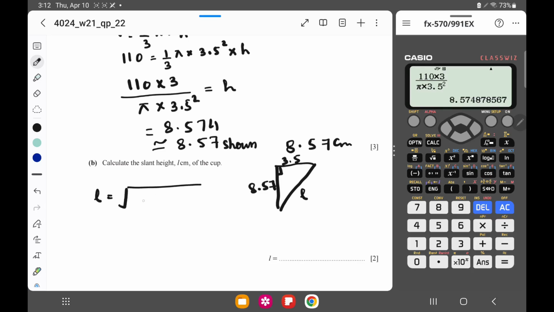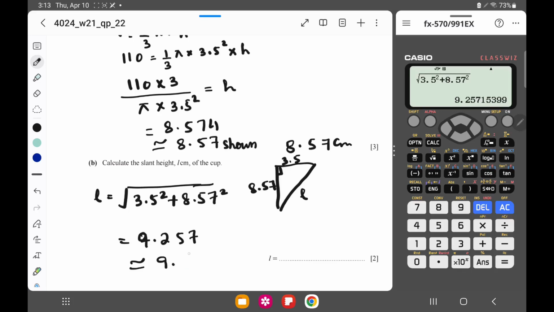So L is equal to the square root of 3.5 square plus 8.57 square, and that is 9.257 or 9.26. 9.257 is approximately equal to 9.26 centimeters.